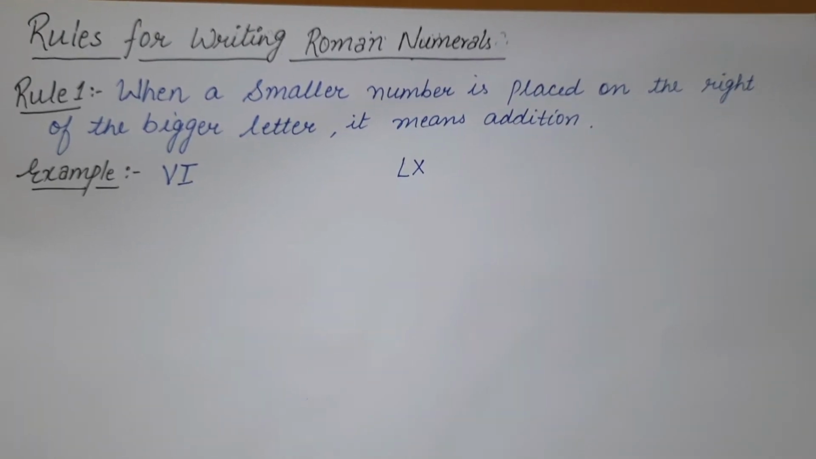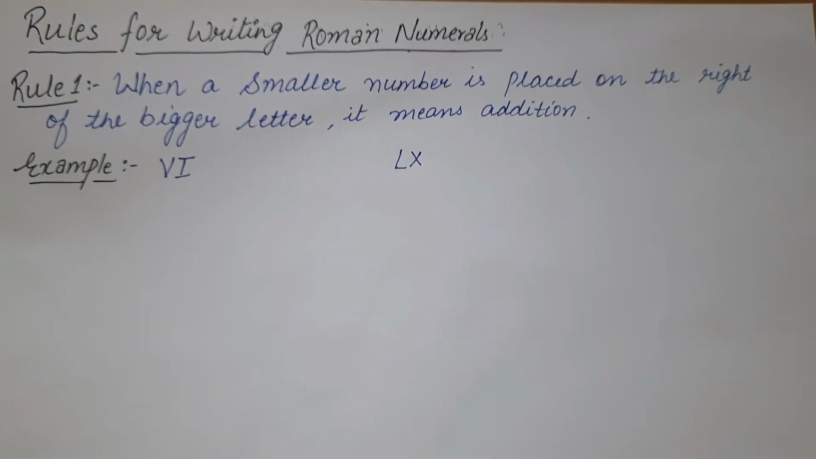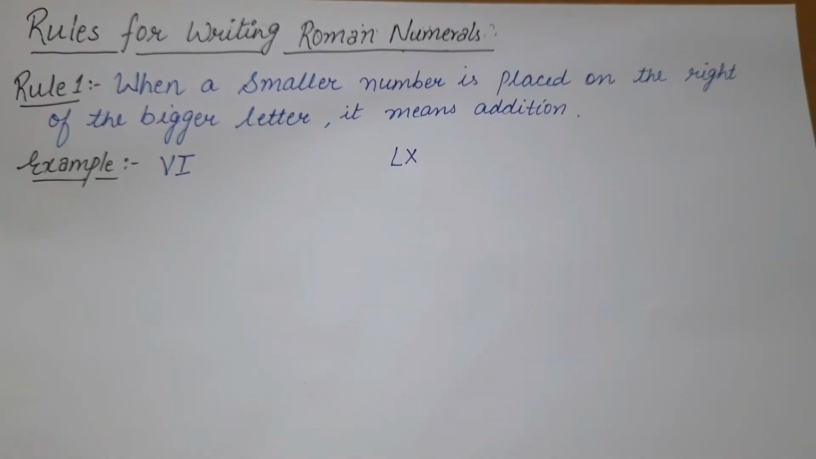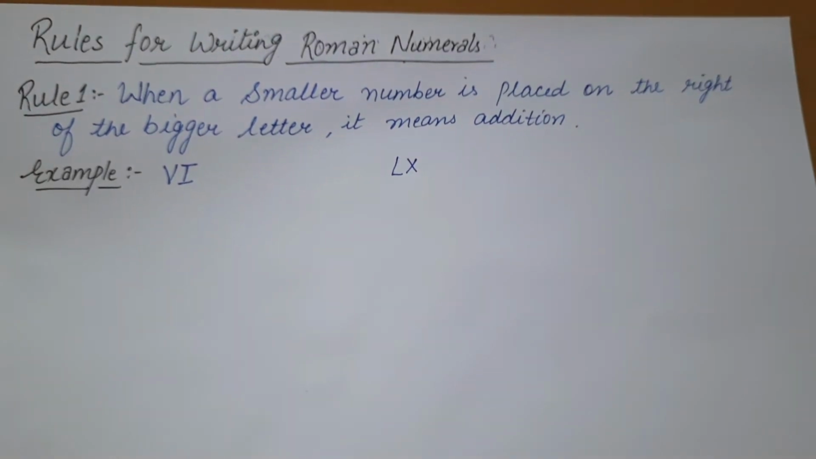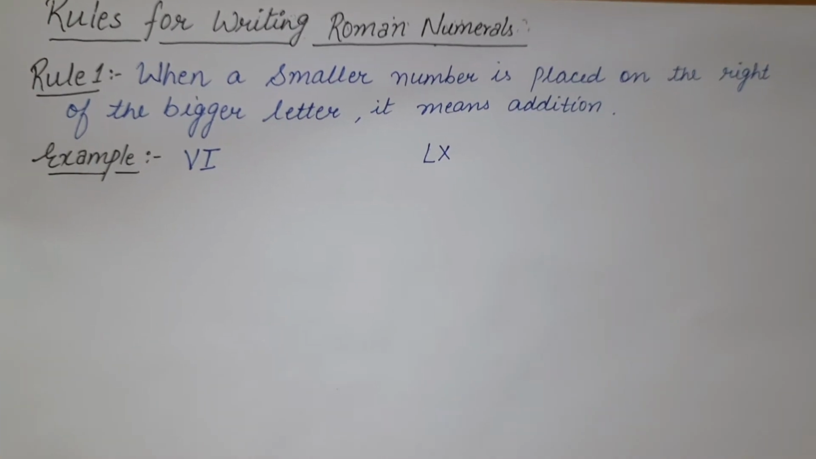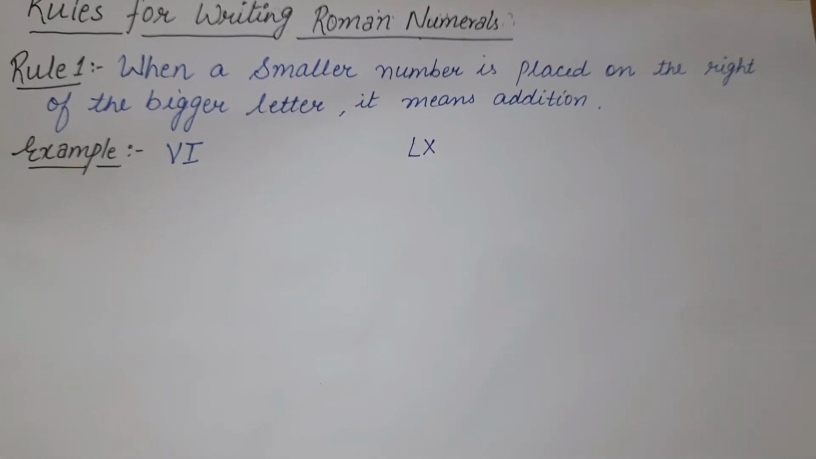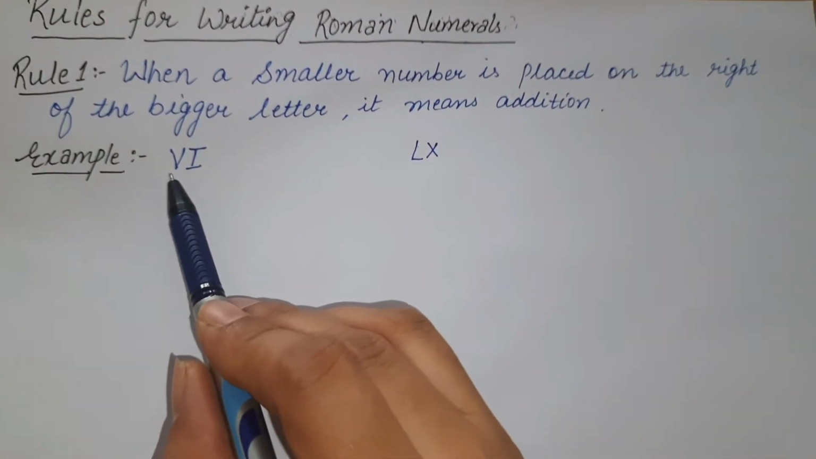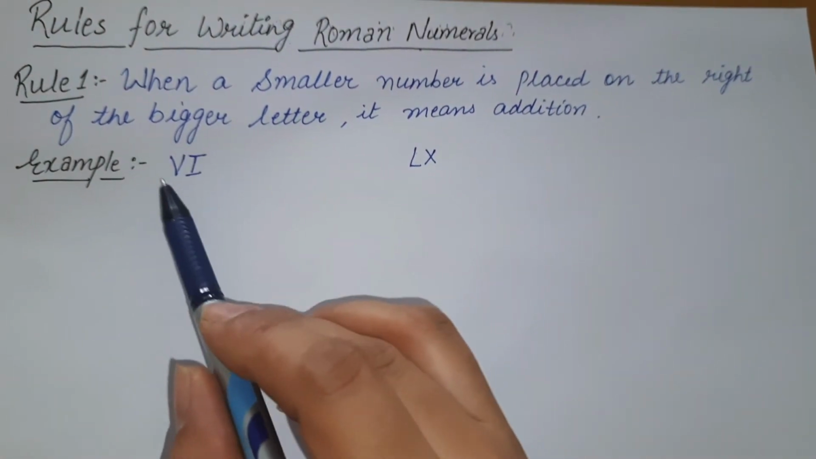Now comes the rules for writing Roman numerals. First rule is when a smaller number is placed on the right of a bigger letter, it means addition. When a symbol of smaller value is placed on the right of a bigger letter, then we add the values.